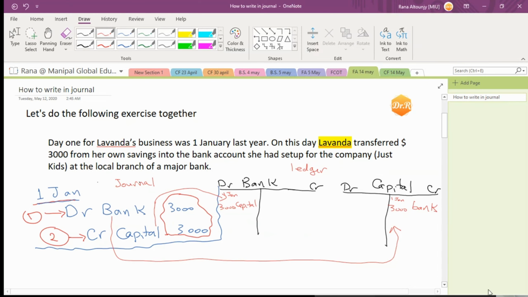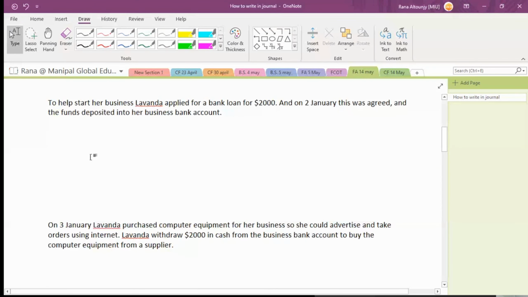So let's go to the second transaction. To help start her business, Lavanda applied for a bank loan for $2,000, and on 2nd of January this was agreed and the fund deposited into her business bank account. Which one goes debit, which one goes credit? Bank debit, bank loan credit. That's right.